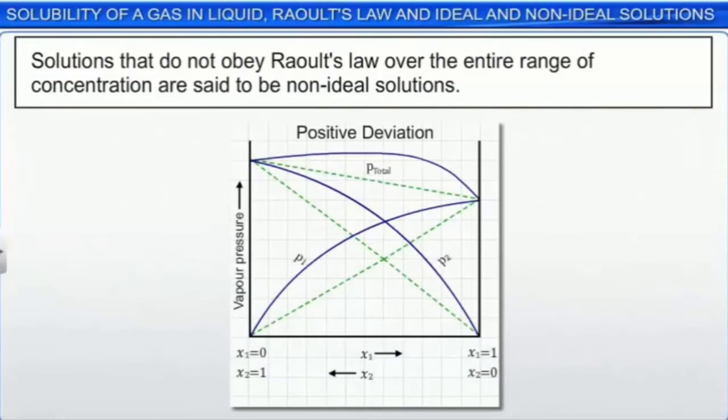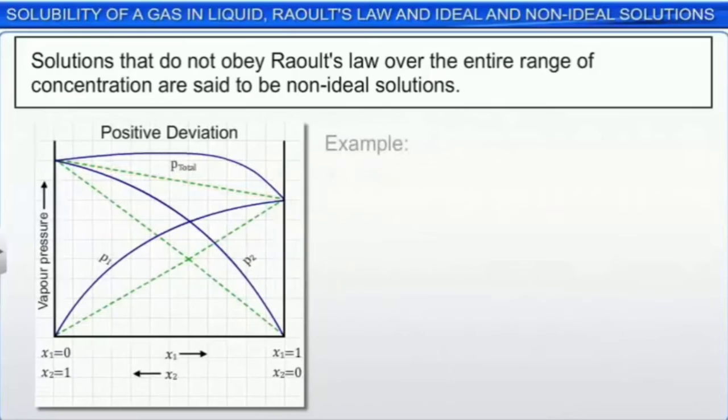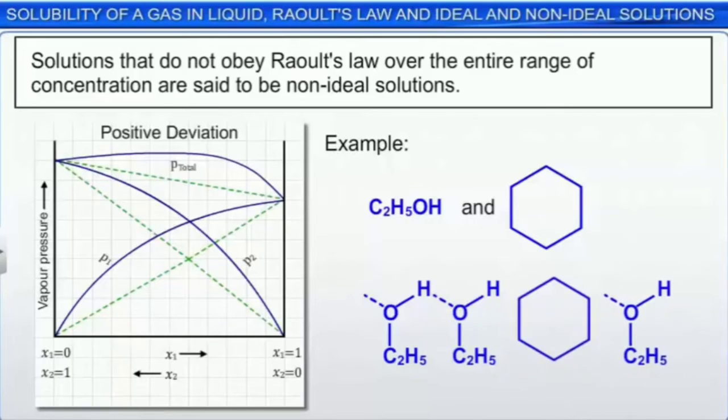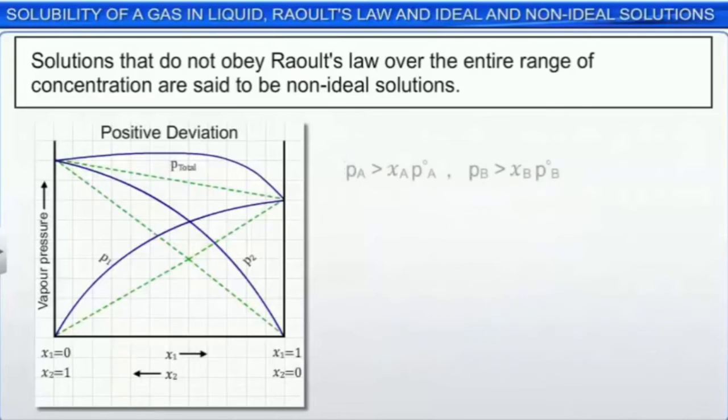The total vapor pressure of such a solution is greater than the vapor pressure corresponding to the ideal solution of the same composition. For example, a mixture of ethanol and cyclohexane shows positive deviations from Raoult's law. Ethanol exists in highly associated form due to hydrogen bonding. On addition of cyclohexane, its molecules get in between and there is a considerable reduction in ethanol-ethanol hydrogen bonding. As a result, it becomes easier for the ethanol molecules to escape into the vapor phase and thus, we see the positive deviations from Raoult's law.